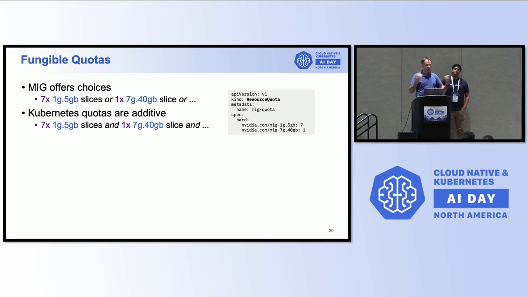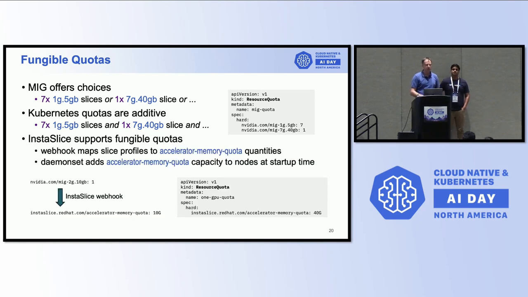Now we need quotas that also understand that this is an "or" and not an "and". The way we do that with InstaSlice is by inventing a new synthetic resource called accelerated memory quota, which we automatically compute the weight of when you submit a pod. We add that as a resource to the pod spec, and then you can essentially define quotas using that quantity.